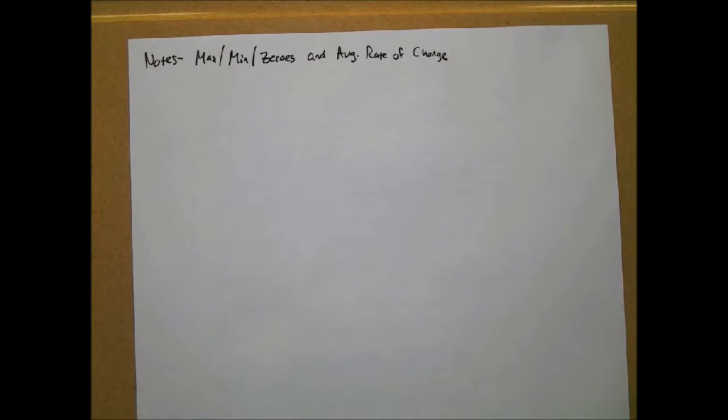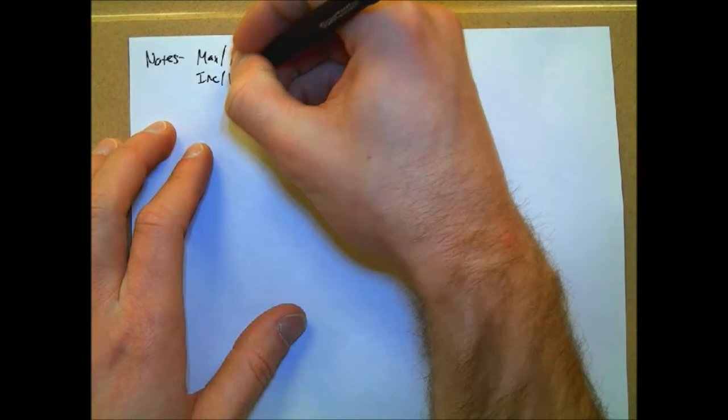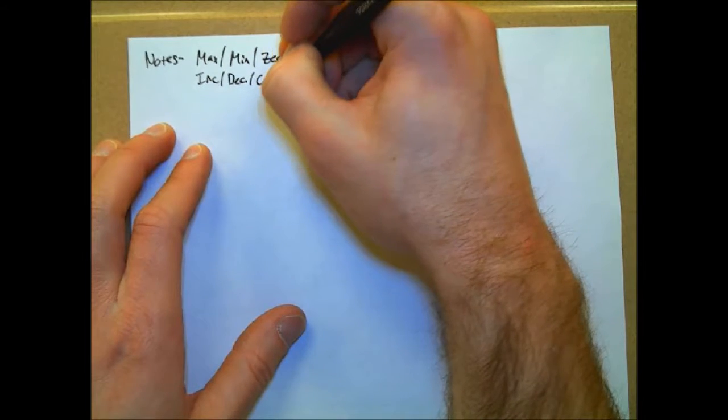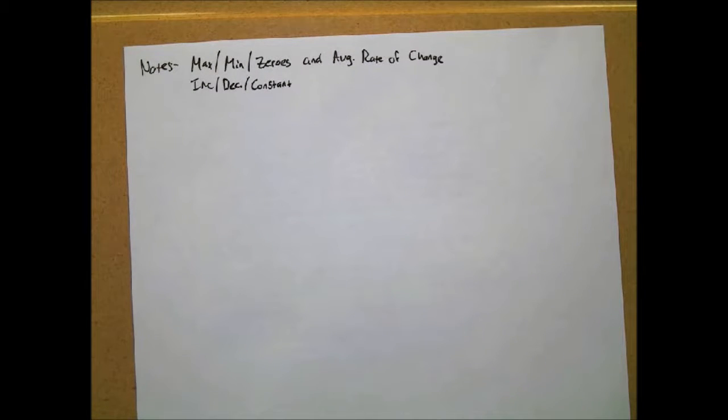So let's get some vocabulary down here. Oh, we're also going to look at increasing and decreasing too. I forgot. Okay, so three different things here we're going to look at today. Three kind of behaviors we want to be able to identify.